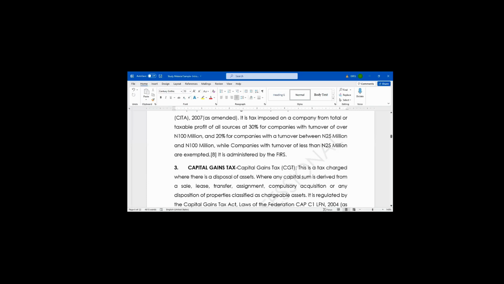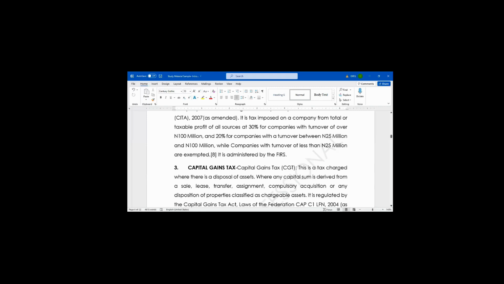Example, you have a land. You bought the land 10 years ago, you bought it for 5 million. You want to sell it now. The selling price of that land is worth 80 million. The land you bought 10 years ago for 5 million, you now sell it for 80 million. 80 million is the sales proceed. 5 million is the cost of acquisition.